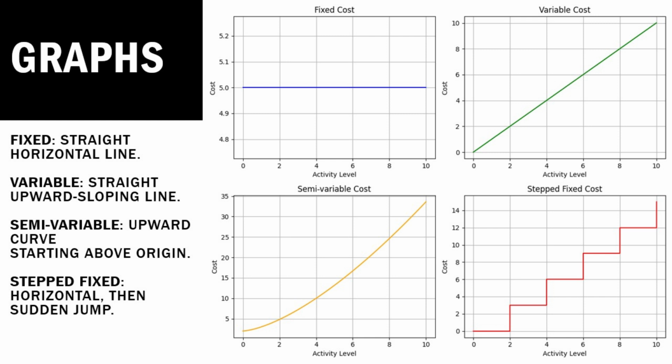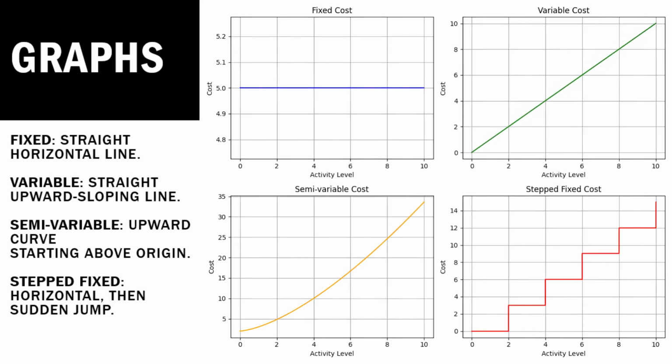Imagine every mini-graph with the horizontal axis as activity level or units produced, and the vertical axis as total cost. Fixed cost graph. This is a straight horizontal line. Why? Because total fixed cost stays the same no matter how many units you make within the relevant range. Variable cost graph. This is a straight upward-sloping line starting at the origin. Why? Because if you produce 0 units, total variable cost is basically 0, and as units increase, cost increases in a straight line.